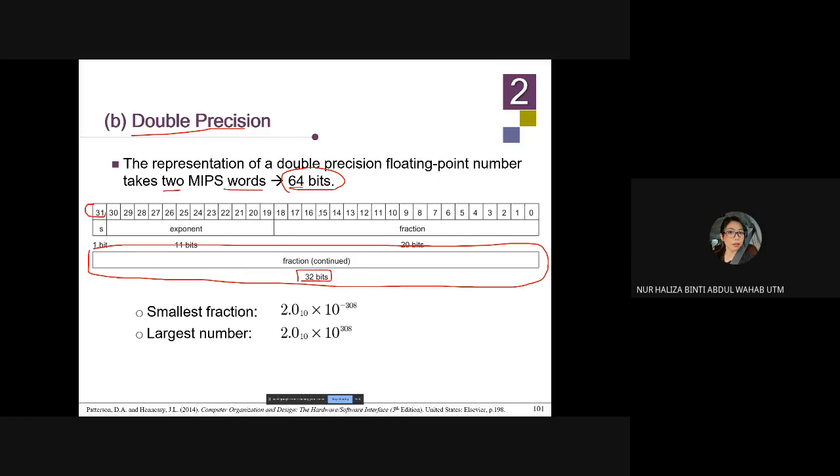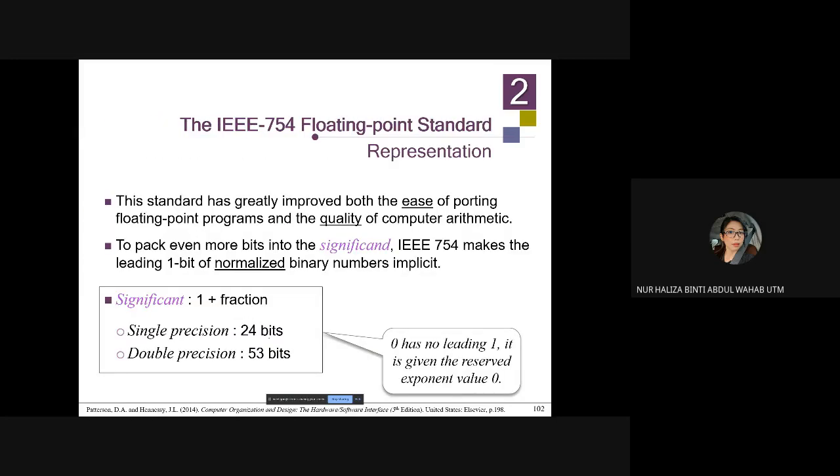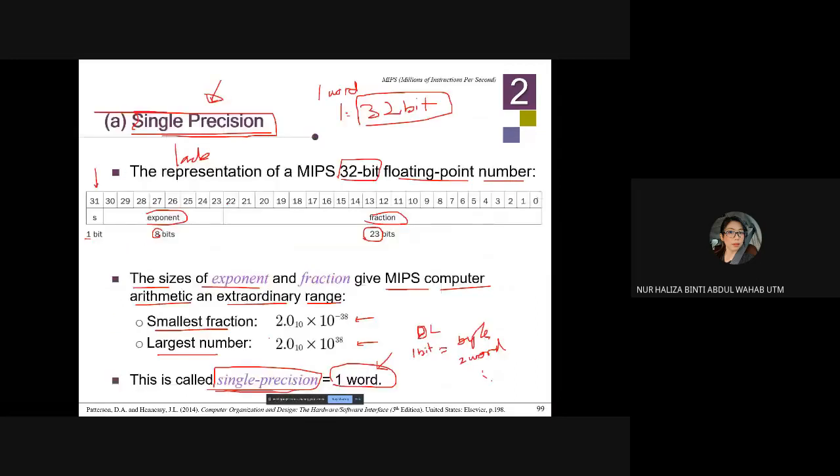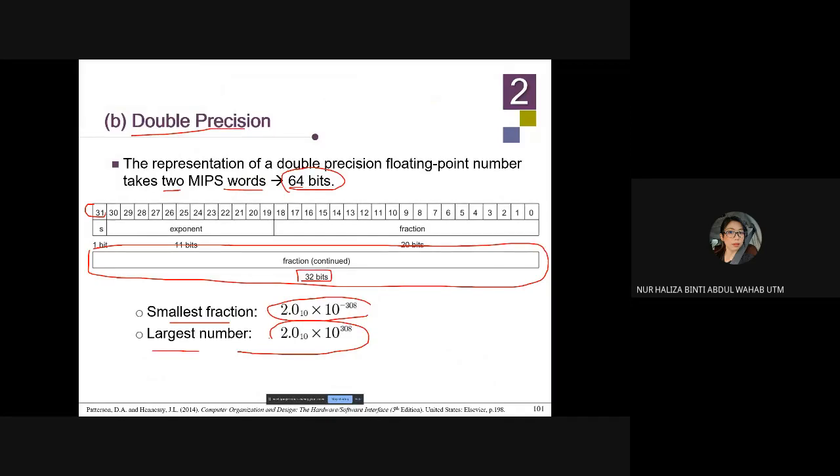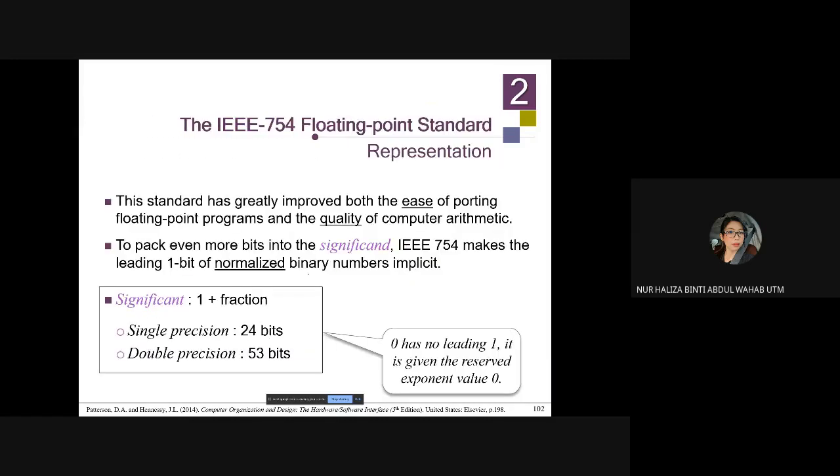So the front part is all similar. So the smallest fraction will be this number, and the largest will be these numbers. So this is the single precision theory, what you need to know, and also the double precision, what you need to know, especially in terms of the formatting. Next, we're going to move on to the floating point standard on the representations.